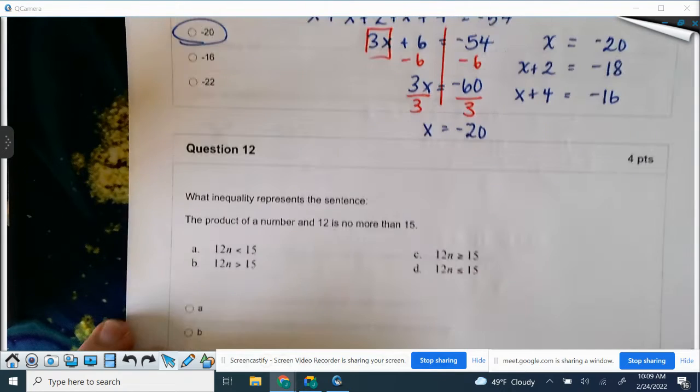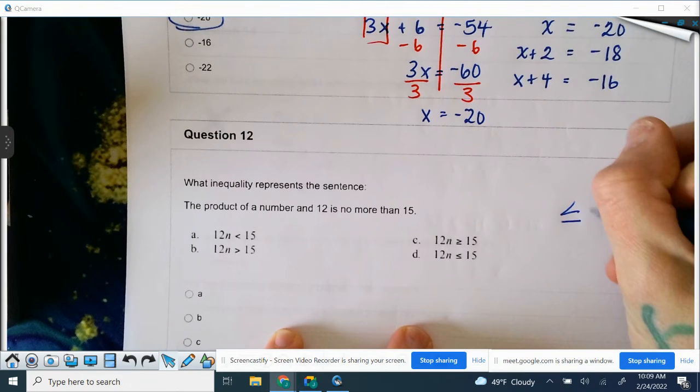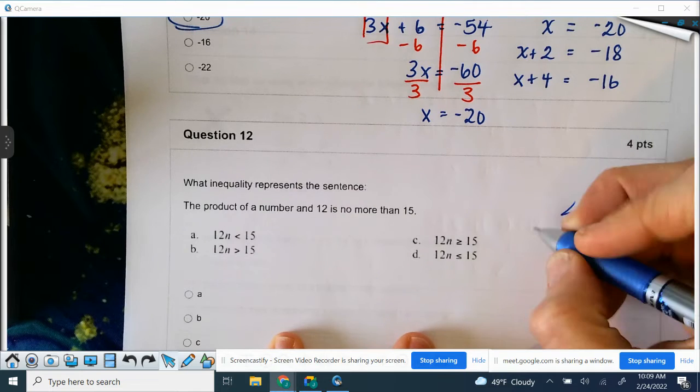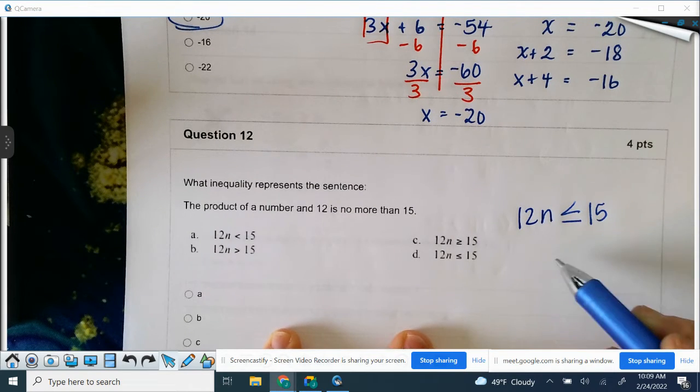Okay, what inequality represents the sentence? The product of a number and 12 is no more than 15. So no more than means it is that, but not more. So that's going to be less than or equal to 15. The product is multiplication, so 12n in this case is less than or equal to 15.